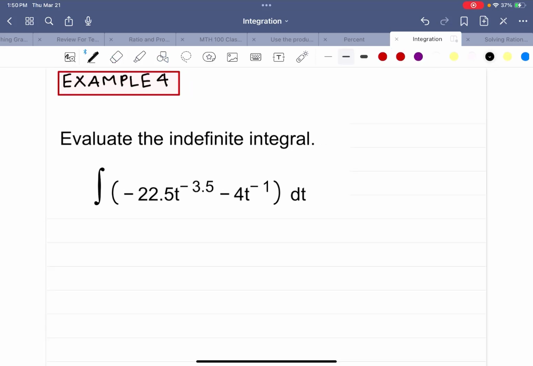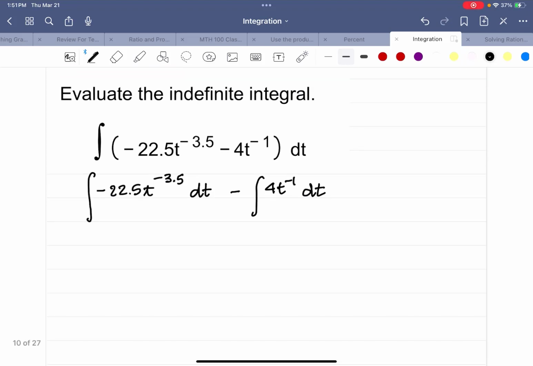So now let's do example 4. Evaluate the indefinite integral of negative 22.5t to the negative 3.5 minus 4t to the negative 1 dt. I'm going to go ahead and rewrite these: the integral of negative 22.5t to the negative 3.5 dt, minus the integral of 4t to the negative 1 dt.